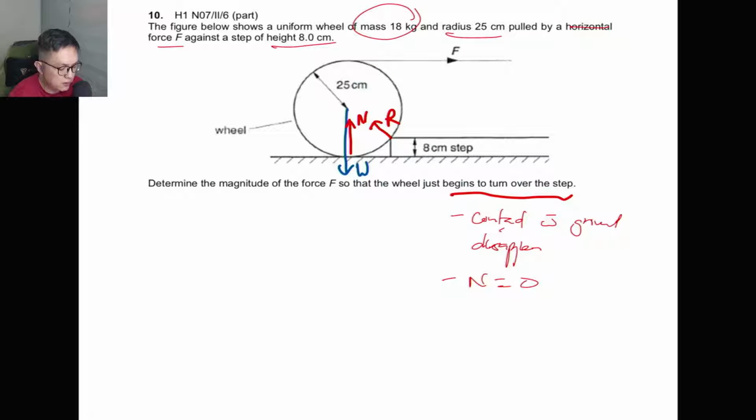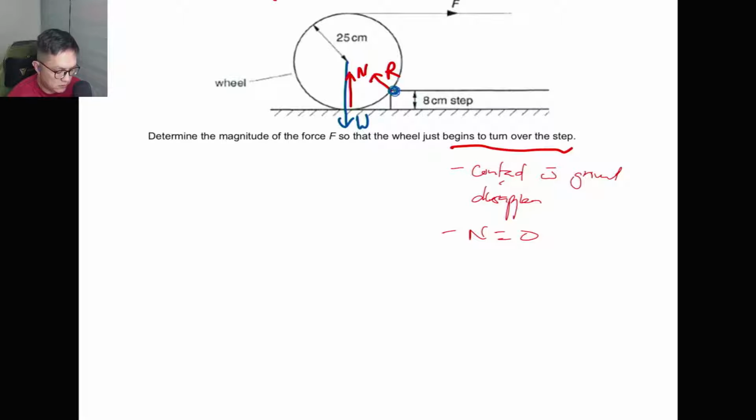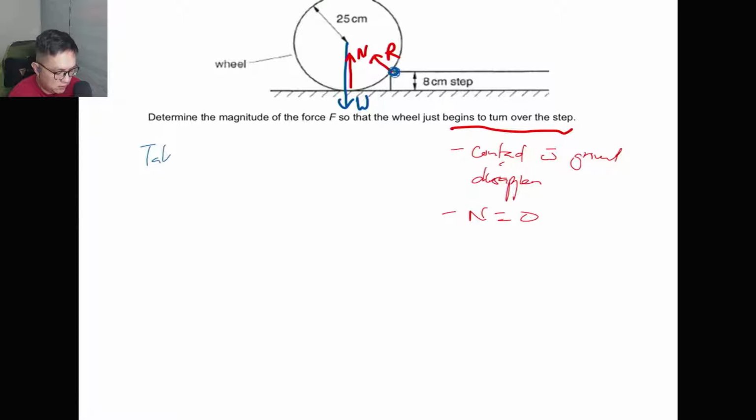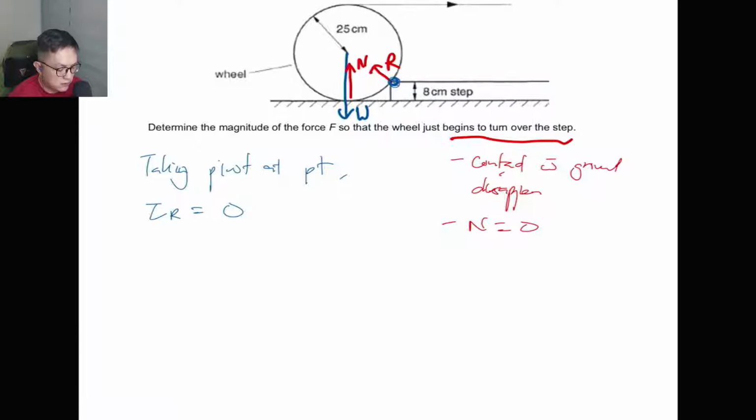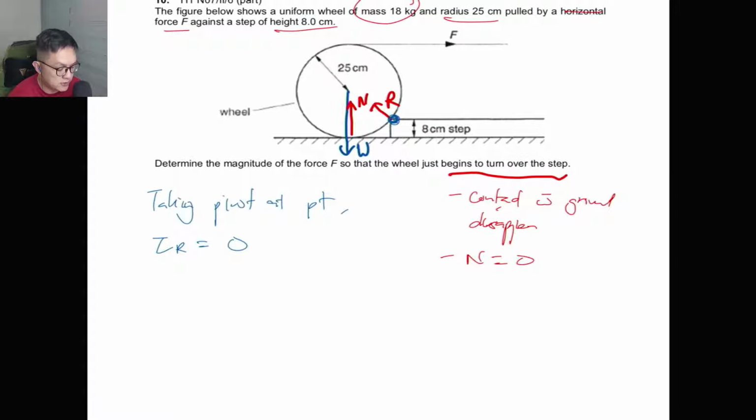Okay, so when you do that, if you put the pivot to be this point, let me mark it in blue color here. If you take this point as the pivot, you can say that, let's write it out. Taking the pivot at this point, the torque due to R becomes 0 because the perpendicular distance between the line of action of R and the pivot is 0. There's no moment arm because the line of action of R cuts through your pivot. Alright, so now the whole question can be much more simplified.